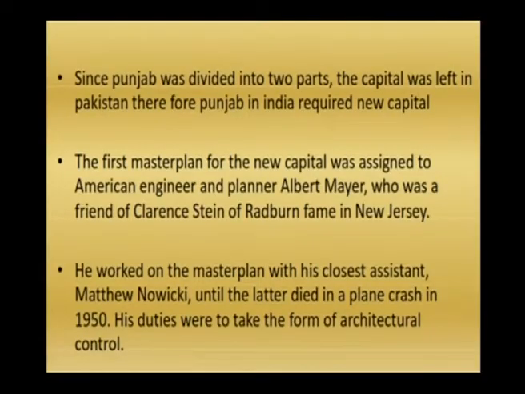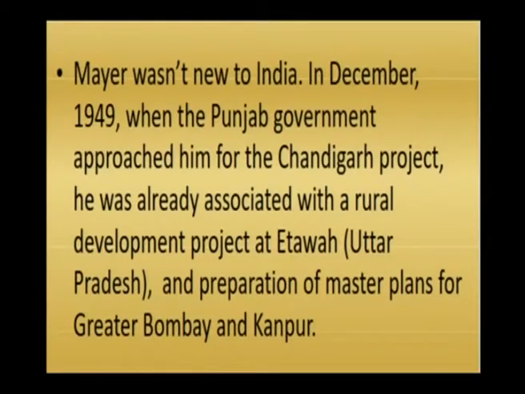Since Punjab was divided into two parts, the capital was left in Pakistan, and therefore Punjab and India required a new capital. The first master plan for the new capital was assigned to American engineer and planner Albert Mayer, who was a friend of Clarence Stein of Radburn fame in New Jersey. He worked on the master plan with his closest assistant Matthew Nowicki until Nowicki actually died in a plane crash. His duties were to take the form of the architectural control of the city.